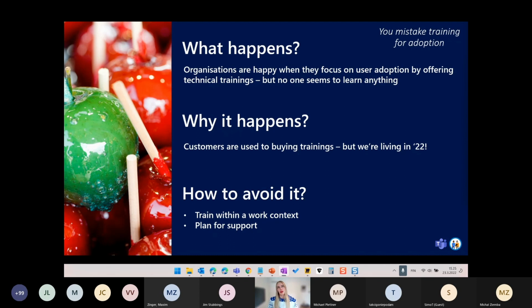Technical trainings are better than nothing, but they don't change the organization. Technical trainings are not real user adoption.